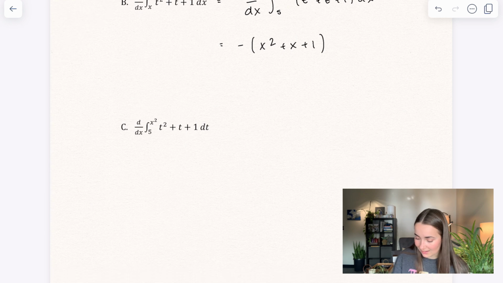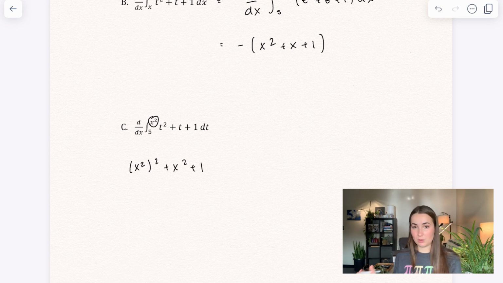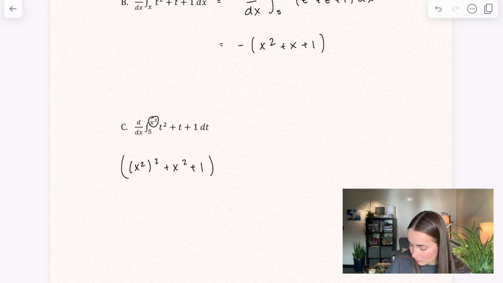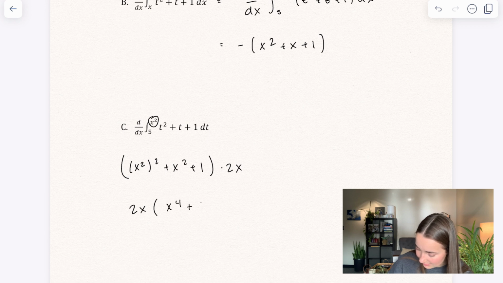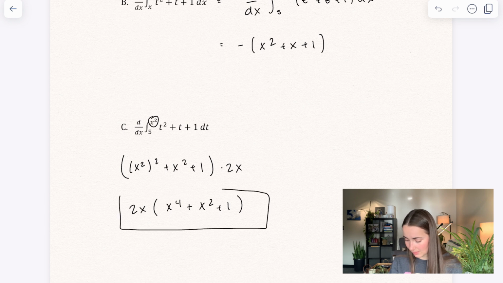So now we have here that x is on top, but we have x squared. So what's not going to change is we're going to plug in that x squared everywhere we see a t. So we get x squared to the power of 2 plus x squared plus 1. But the difference is, since we're not working with just x, the derivative of x is just 1, but the derivative of x squared is 2x. So what we're doing right here is multiplying by 2x. So if you wanted to rewrite that, you could. And we get x to the power of 4 plus x squared plus 1. And I'm not going to simplify that more. You guys obviously can. And that is our solution.